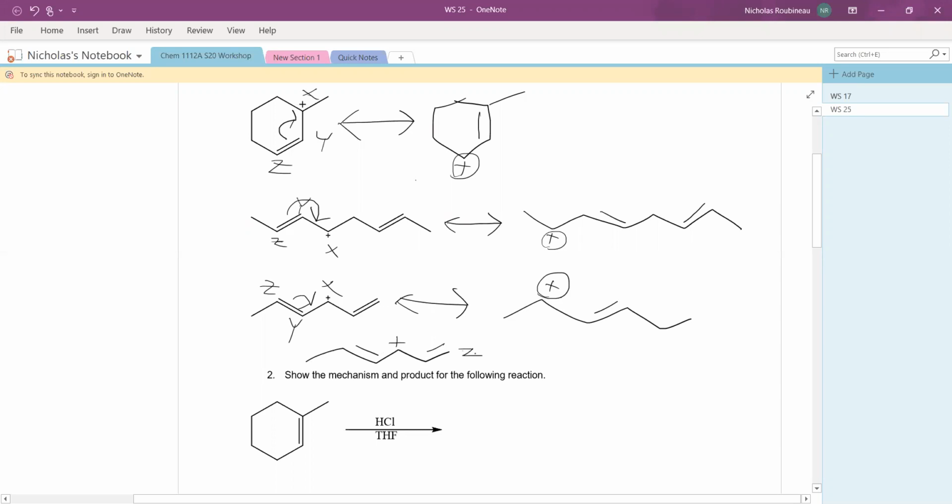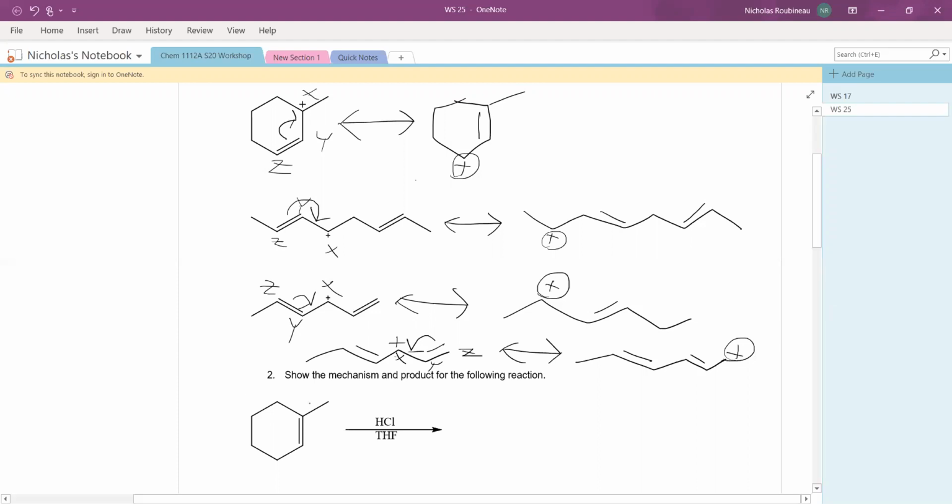But also here, if we look at this form, we can see that the positive charge is close enough to the double bond. It's right next to it. So we can go this way. So now this double bond is in the same spot. This moved, and we have the positive charge here. So we have two resonance forms for this. Okay. Hopefully that makes sense.